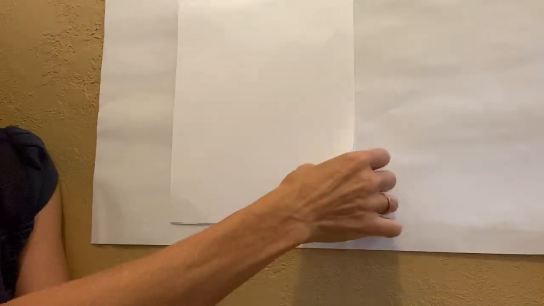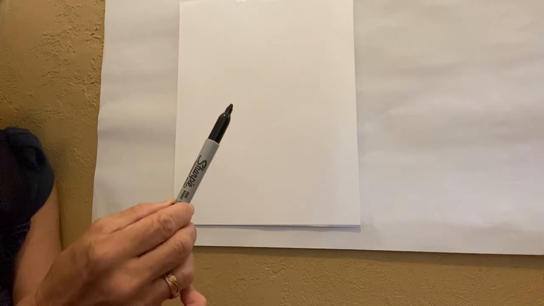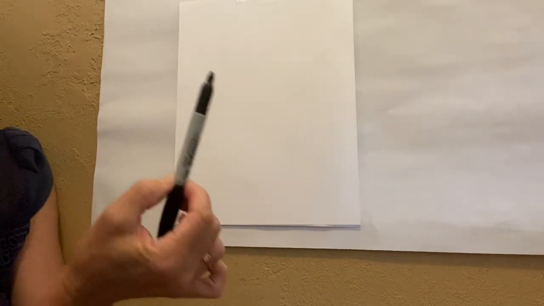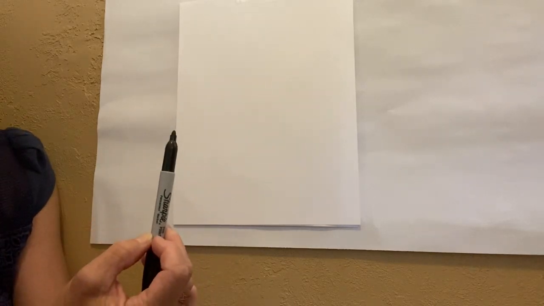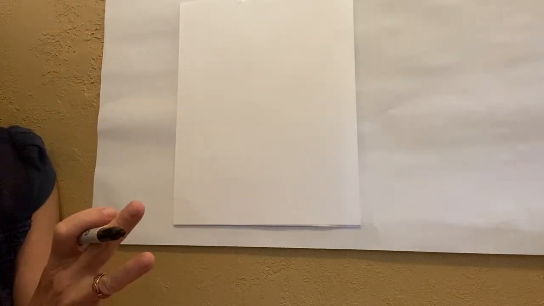So to get started today on our art project, you will need to get 2 pieces of paper. I have one underneath this one. 2 pieces of paper. And if you have a Sharpie, get a Sharpie. If you don't have one, you can get a marker or a crayon or something you can write with. Okay?